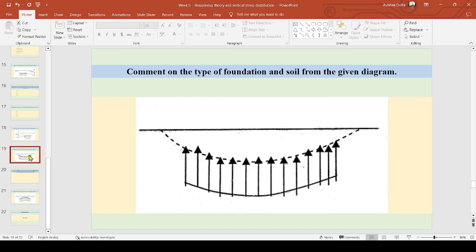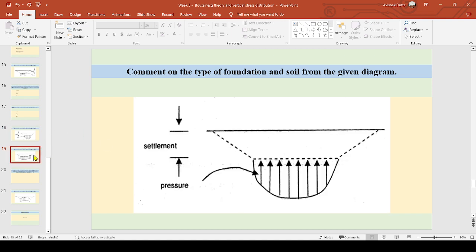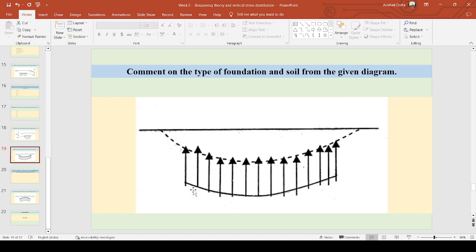Another similar kind of diagram. Here also the upper region is the settlement and the lower region is the pressure. In this diagram, we can see that the pressure distribution is now uniform. So, what is going to be the type of foundation and soil from the given diagram showing the settlement and pressure distribution?